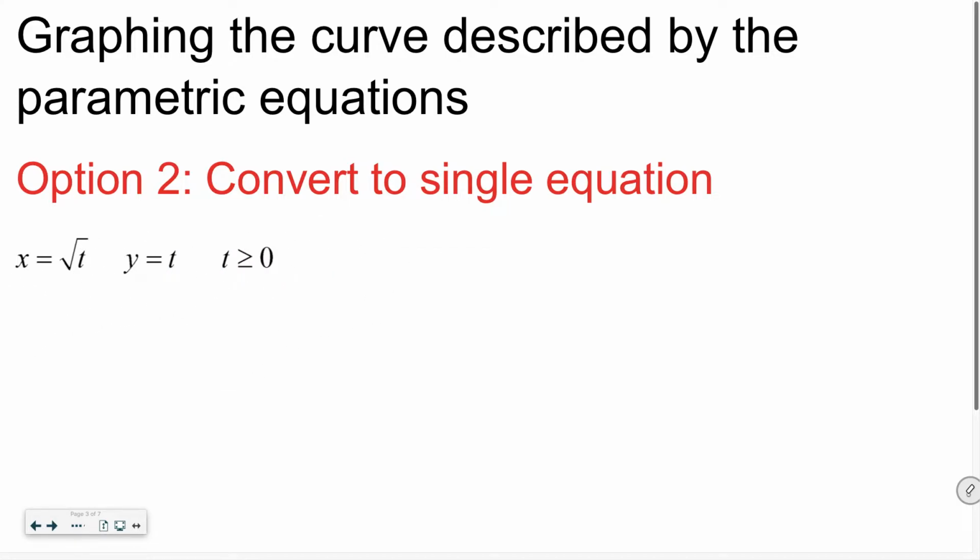Our second option would be to actually convert this into a rectangular equation. When I say a rectangular equation, I mean an equation that is in terms of x and y and we graph on our rectangular plane. So we know that, well, this is easy, right? Y equals t. If it's not as simple as this, solve for t in an equation to plug it into the other. But right here, we've already got that taken care of. Y equals t, so x equals the square root of y. That's probably not comfortable for us to see.